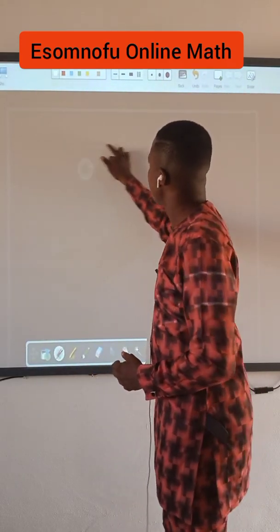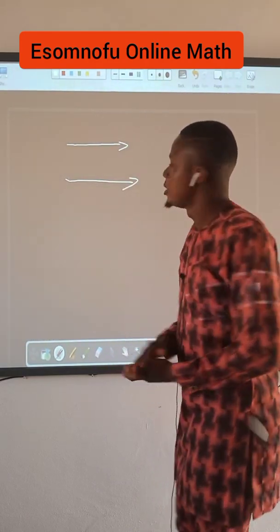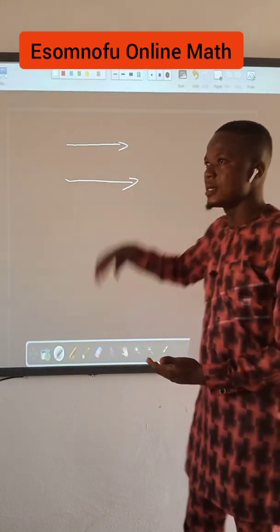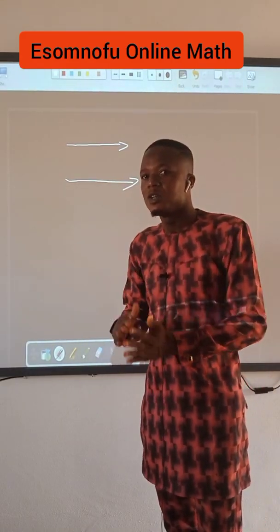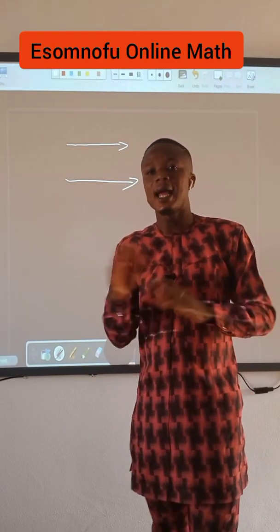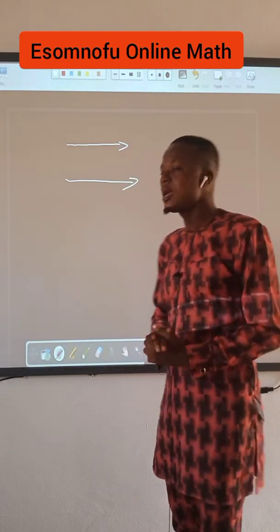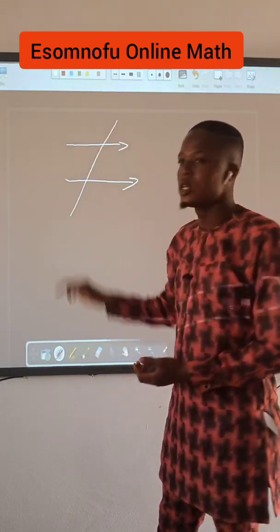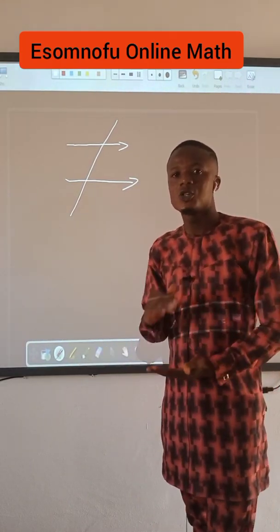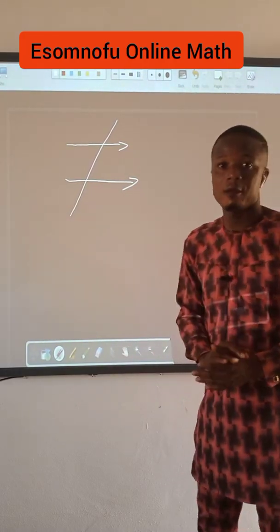Supposing you have a line going this way and another line going towards this direction, you will see that these two lines can never meet, no matter how you try to increase their length, because their directions are the same. So these two types of lines are said to be parallel lines because parallel lines are lines that can never meet no matter how you try to extend their length. Now, any line which tries to cut across two or more parallel lines is called a transversal line. So transversal line is a line that cuts across any two or more parallel lines.